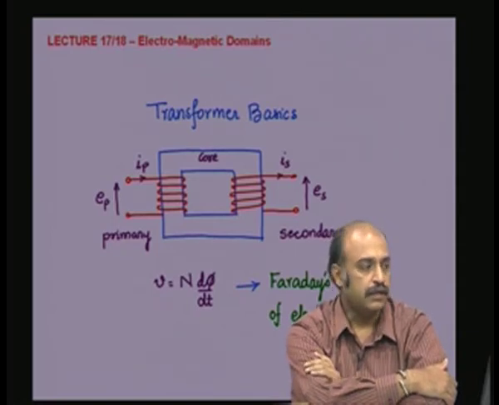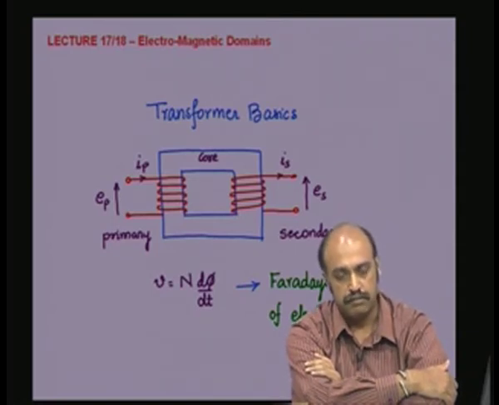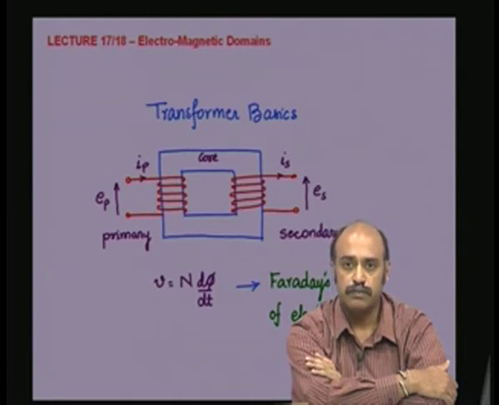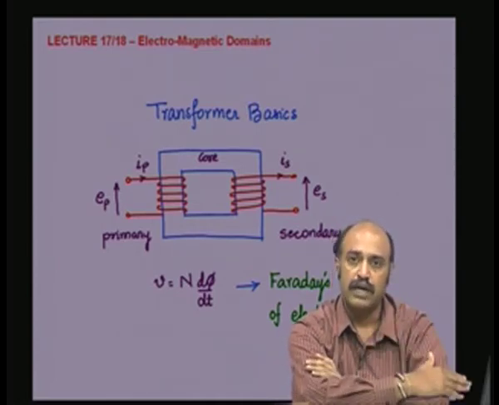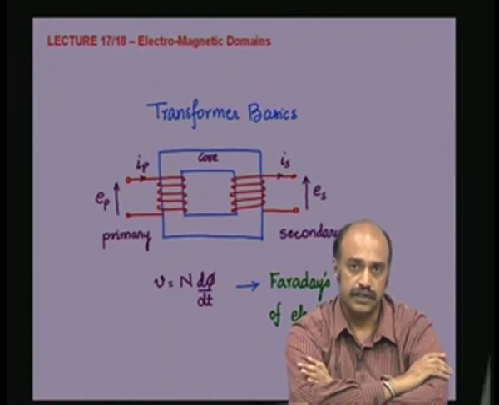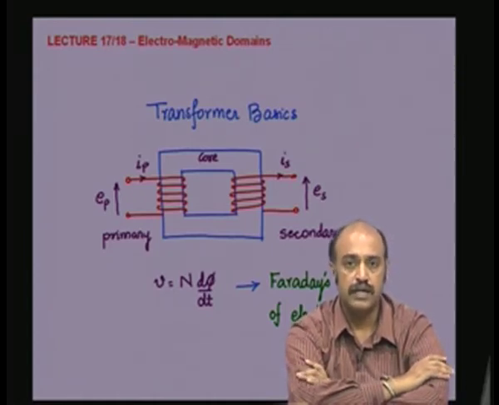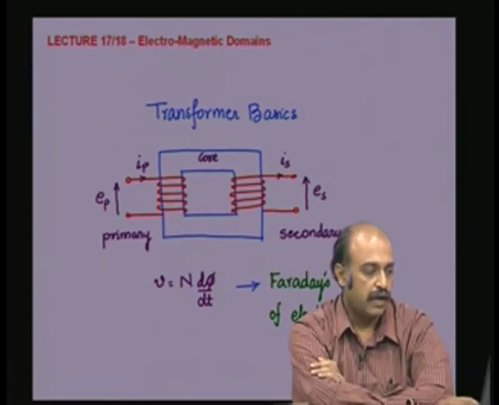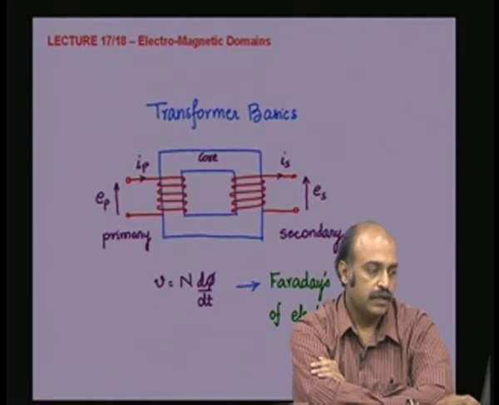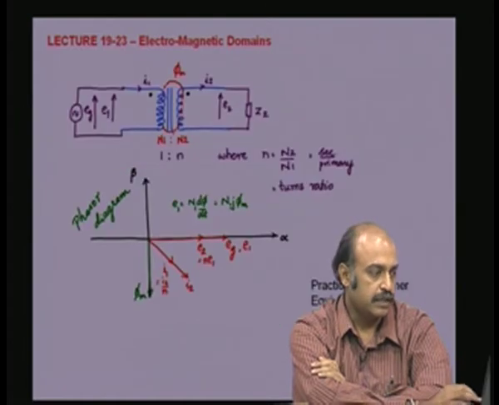Lecture 17-18 now enters part 2 of our course lecture pattern, which is the electromagnetic domains. First was electrical essentials, which is over by lecture 16. Lecture 17 starts with the electromagnetic domains, transformer basics: what are the essentials, that is Faraday's laws of electromagnetism, what it is, and how the transformer operates. All those things will be discussed.